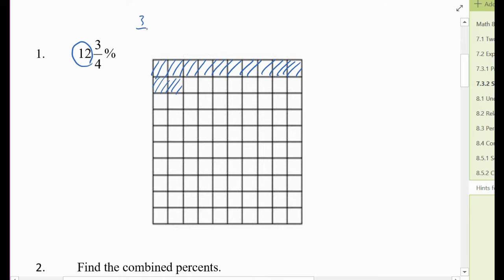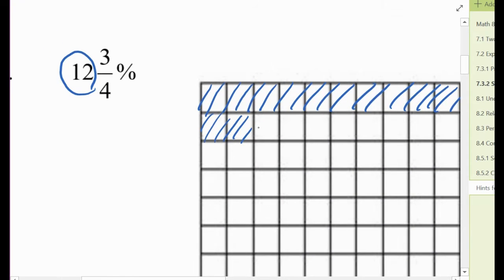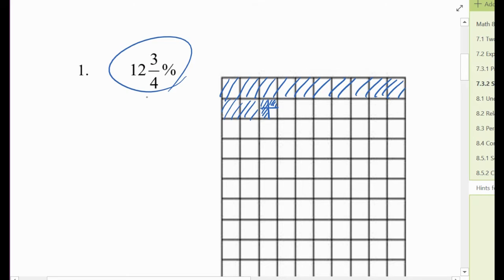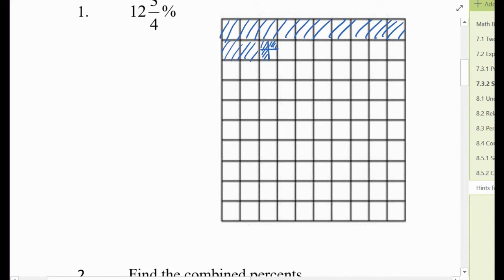3/4%. So 3/4%, this is greater than 1% or less than 1%? This is less than 1%, right? It's not even one full box. So what you have to do is you're going to divide the boxes into 4 and you're going to shade 3 of them. 3 out of 4, 3/4. So you split the box, divide the box, break the box into 4, and shade 3. Alright, so this is how you shade fractional percent on the 100th grid.